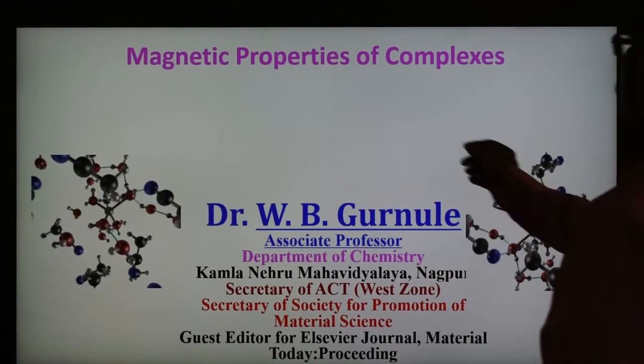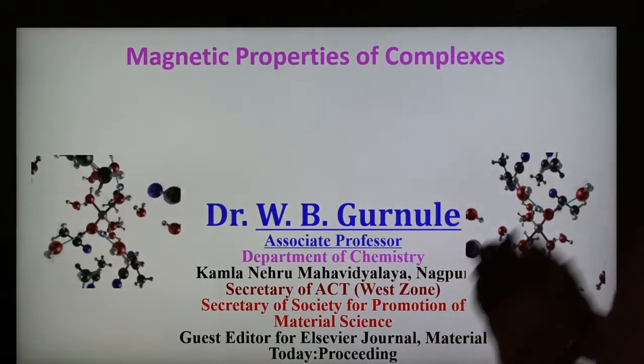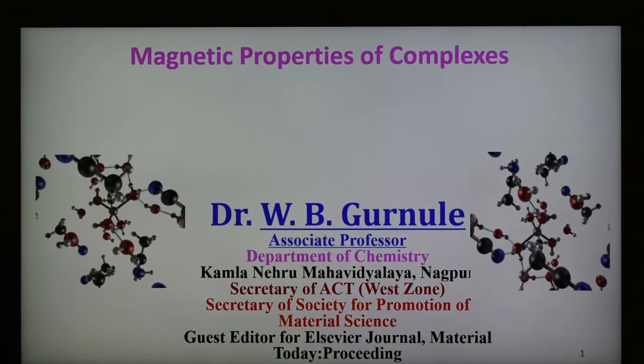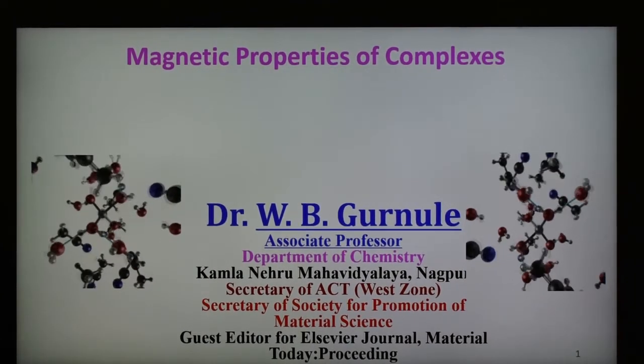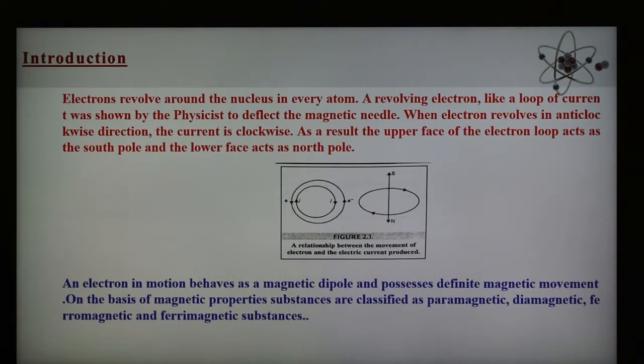Today's topic is the magnetic properties of the complexes, and first of all we are going to see what is meant by magnetic behavior and how the current flows. As we know, electrons are revolving around the nucleus in every atom, and this revolving electron acts like a loop of current, as shown by the physicist Oersted, who deflected a magnetic needle.